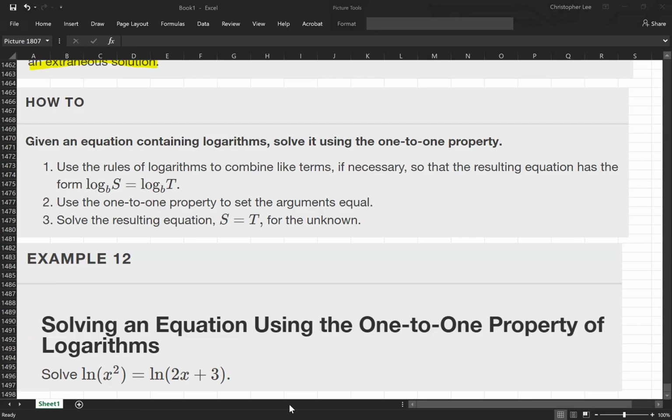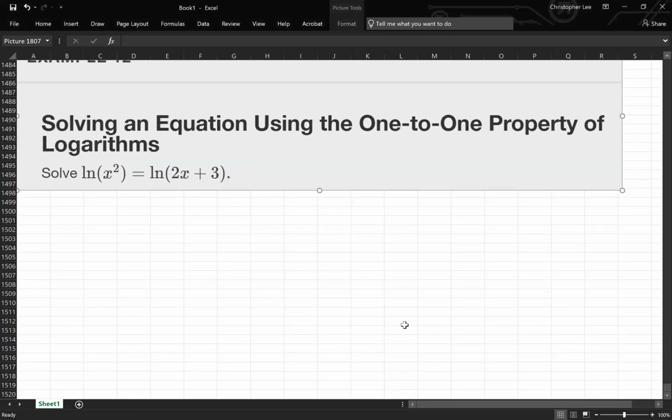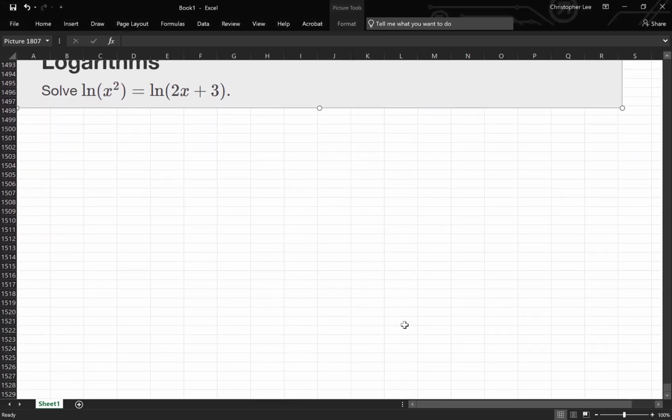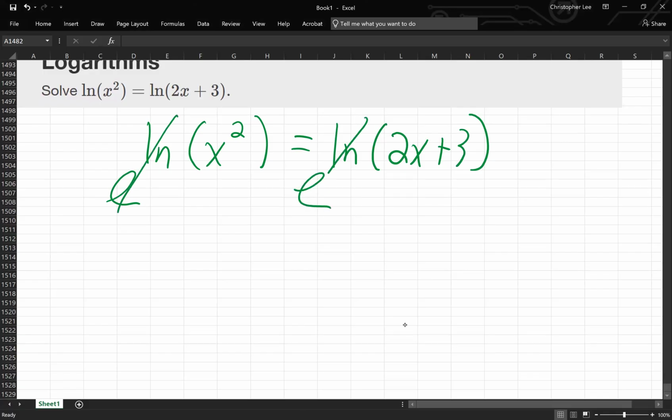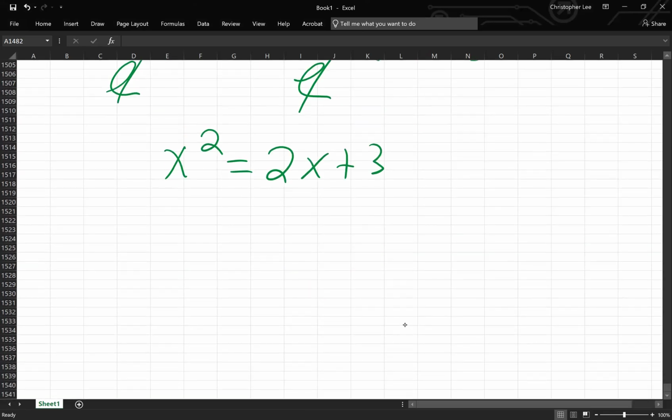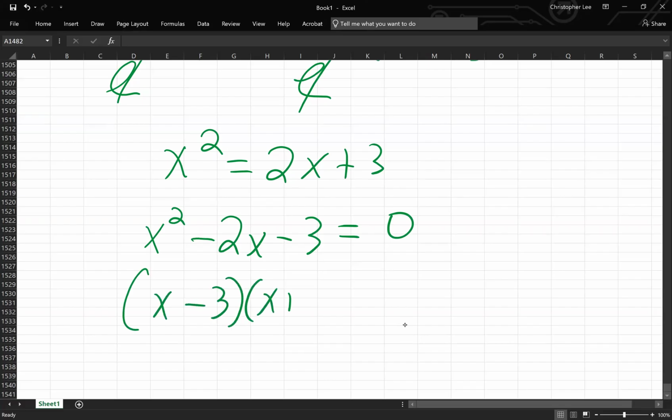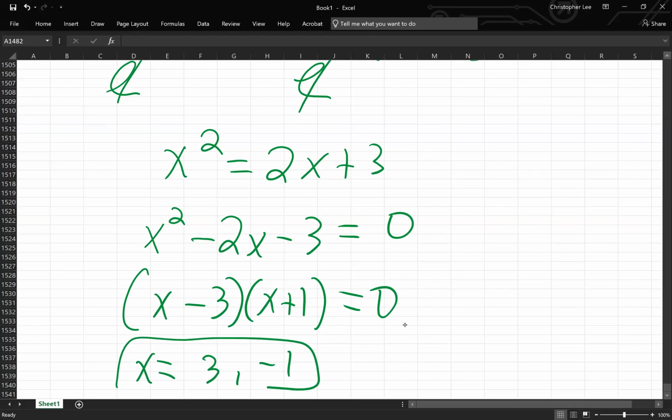Good. All right. So not bad. You have ln of x squared is equal to ln of 2x plus 3. Very simply, I want to get rid of the ln, so I'm going to make it base e. Bam, bam. x squared equals 2x plus 3. You already know what to do, right? Subtract the other side, factor, get the answer. This is going to become x squared minus 2x minus 3 equals 0. (x minus 3)(x plus 1) equals 0. x is equal to 3 and negative 1. And that's it.